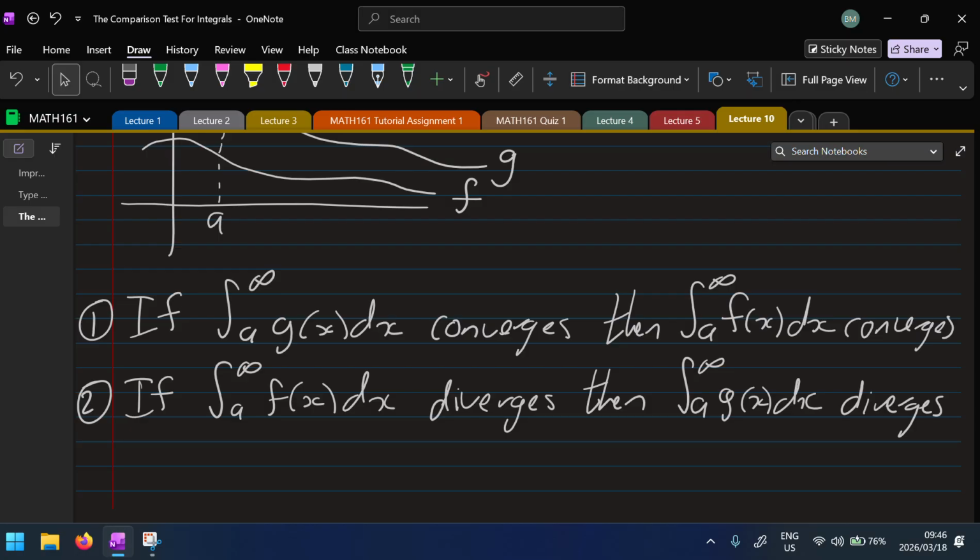Now for the second one, we swap it around. If the smaller one diverges, then the larger one diverges. Okay, they swap. Okay. Does everyone see that? Okay, please do not mix up these two. Okay, so we got 2 examples just to show how this works. In the tutorial, there's quite a few more for you to look at.